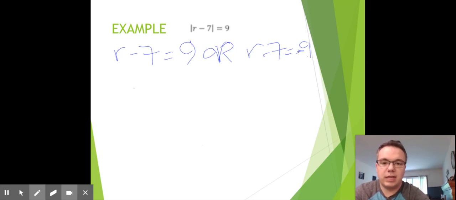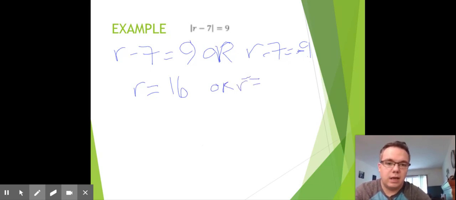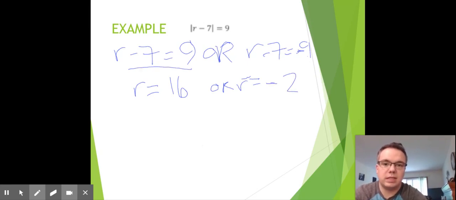If I add 7 to both sides here, I get r equals 16. And if I add 7 to both sides here, I get r equals negative 2. So r is either negative 2 or 16.